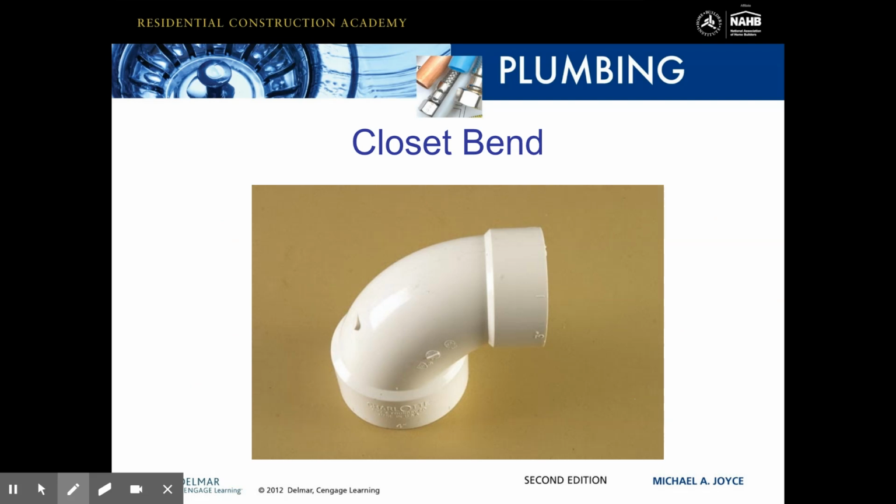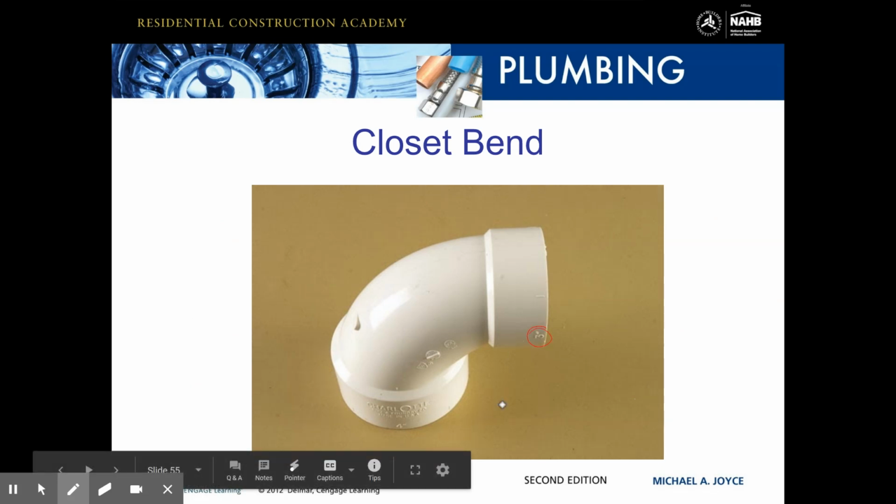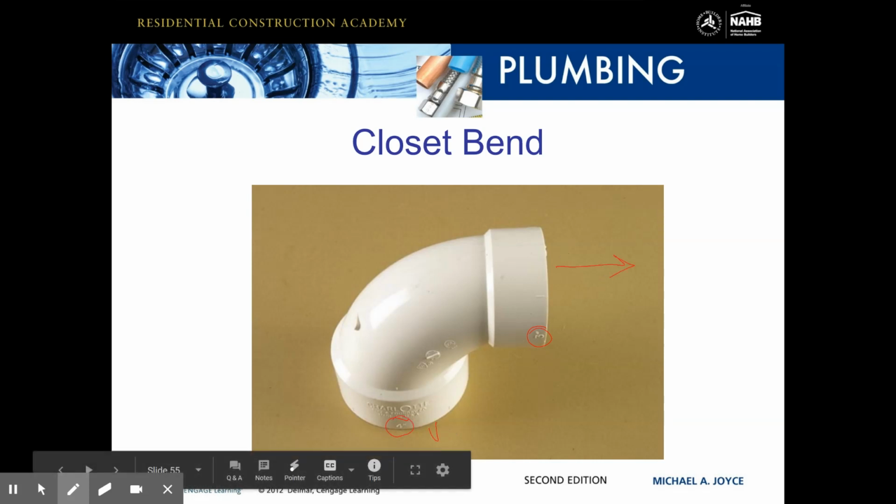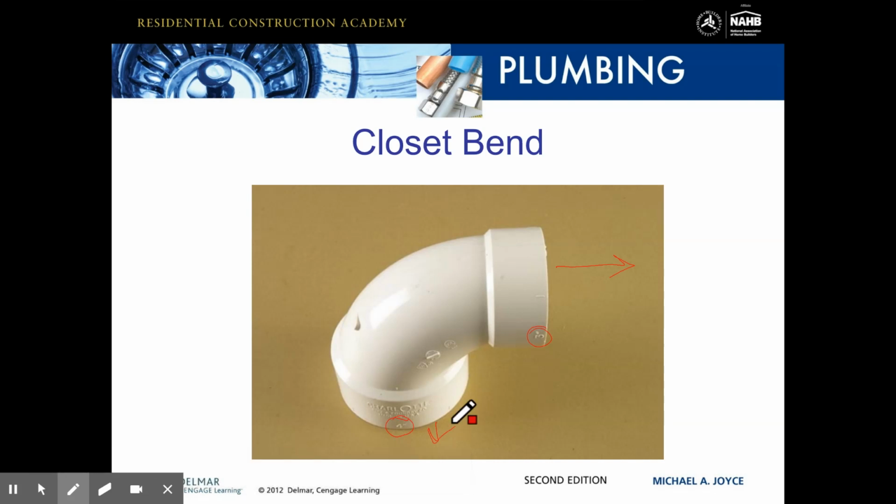So you can see this is even marked here. This is your 3-inch side. This is your 4-inch side. This will connect to your drain waste vent system, and this will connect to your closet flange, which will connect to your toilet.